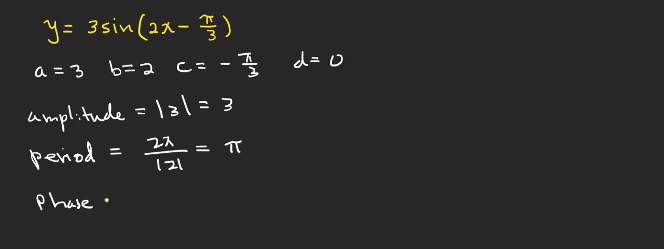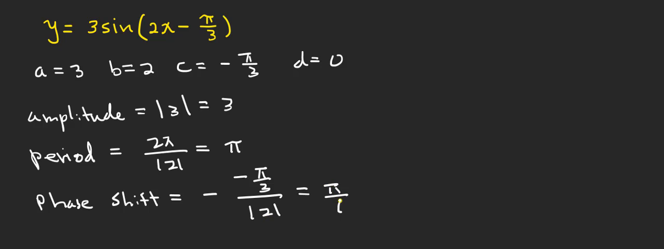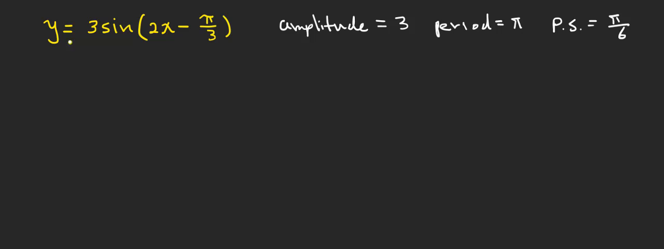What about phase shift? Phase shift is going to be negative times C divided by absolute value of B. So this is going to be pi over 3 divided by 2, which is pi over 6. So again, if you want to graph this, we first need to sketch 3 sine of 2x. Because this will have a horizontal shift to the right compared to this graph. So since the period is pi, let's divide pi by 4, and you get pi over 4.